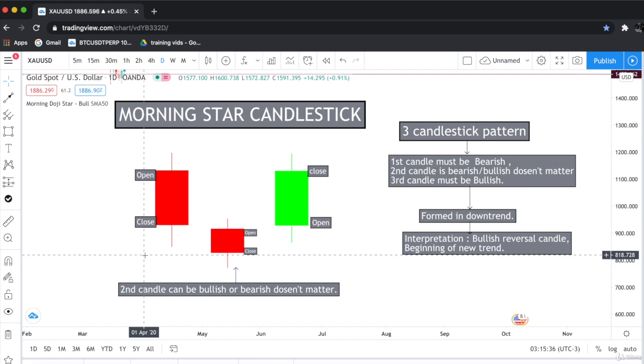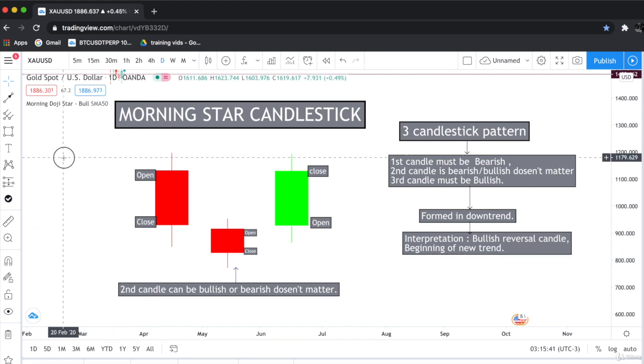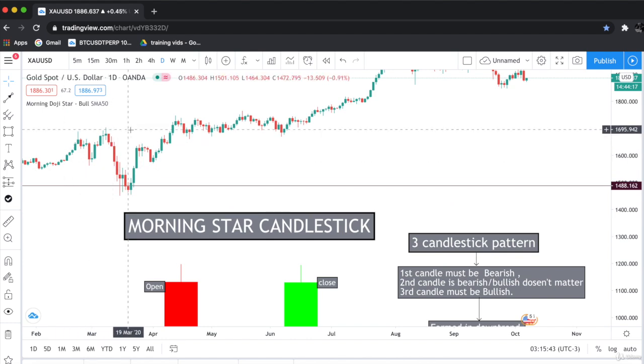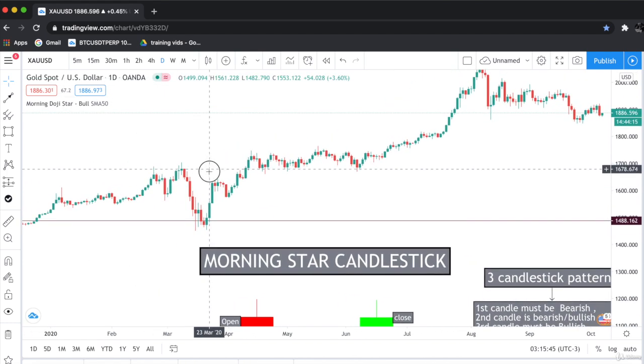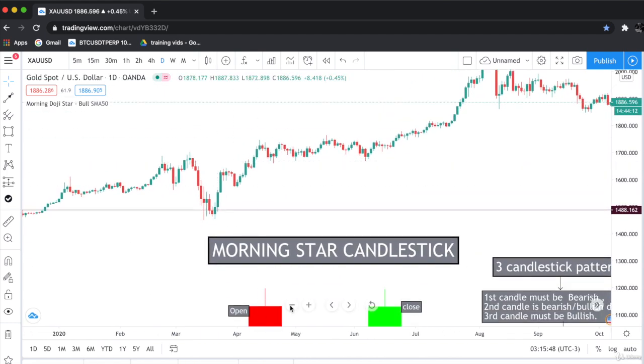Let's go to the chart and find a Morning Star Candlestick Pattern. This is the gold daily chart. Let's identify a Morning Star Candlestick Pattern.